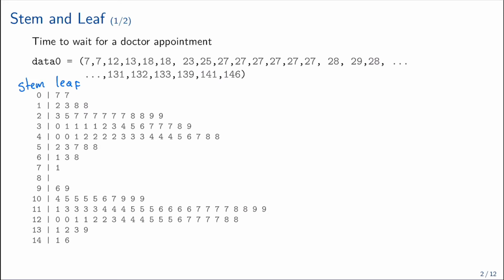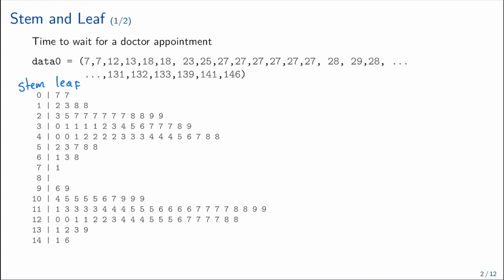So for example, I ordered the data for simplicity, though usually it is not ordered. We'll see that between 0 and 10 minutes we have two data points, and they are 7. So the stem is 0 and the leaf is 7, so we have 2 patients that wait 7 minutes. Now between 10 and 20 minutes we have 12, 13, 18, and 18. So the stem is 1 for all of these cases, and for the leaves we just put the 2, the 3, the 8, and the 8.